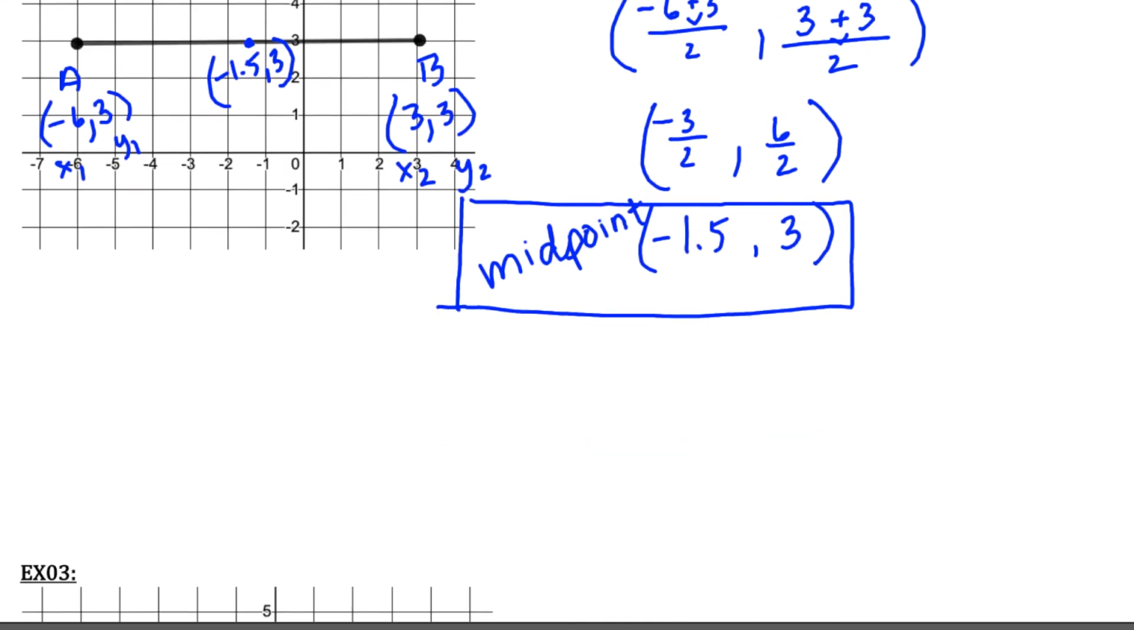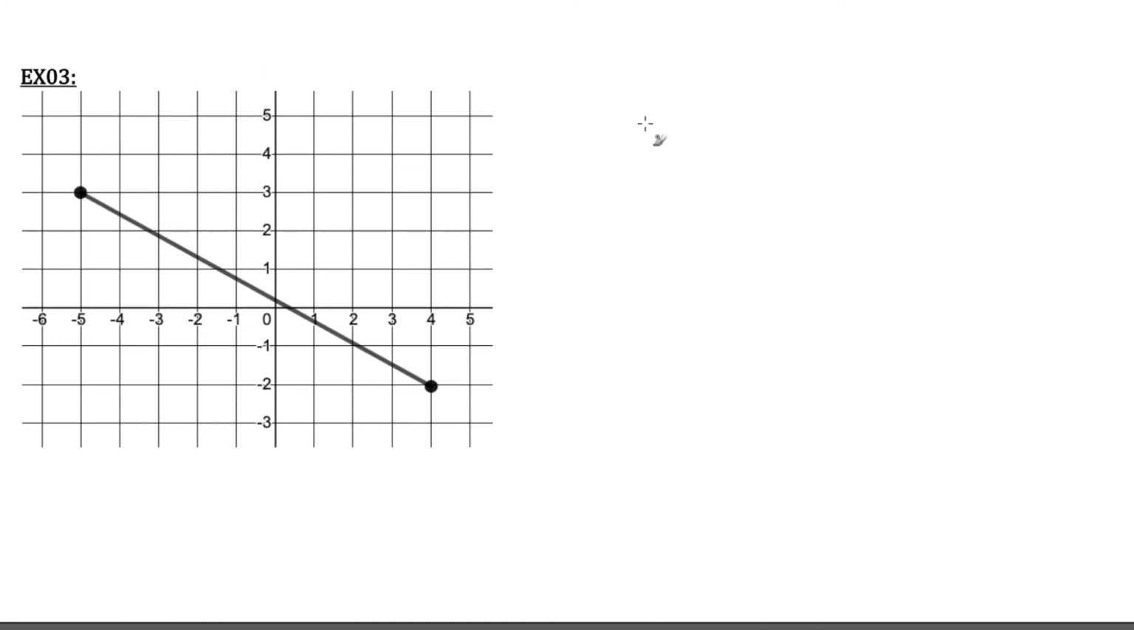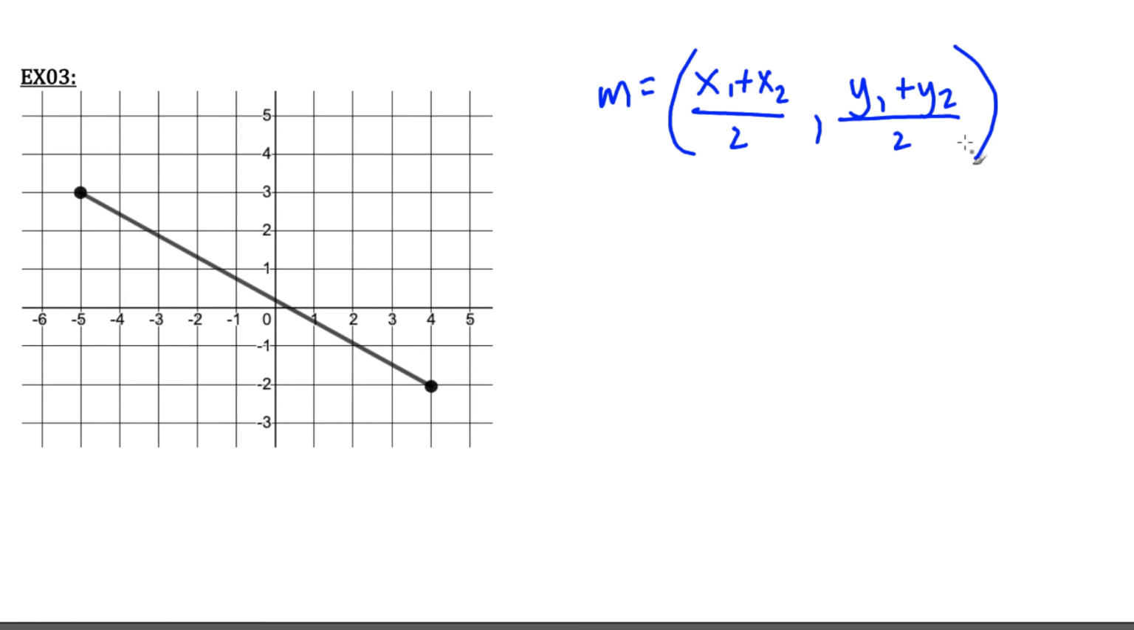Okay, let's do one more. M equals x1 plus x2 over 2, and y1 plus y2 over 2. Remember, it doesn't matter which one is the first point or the second point. It doesn't matter. That's the point. You get it?